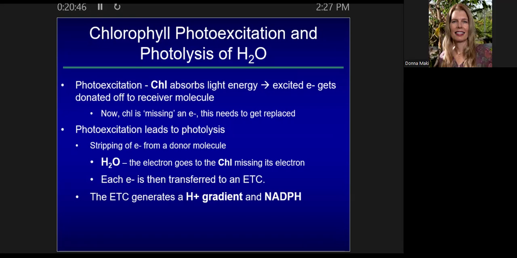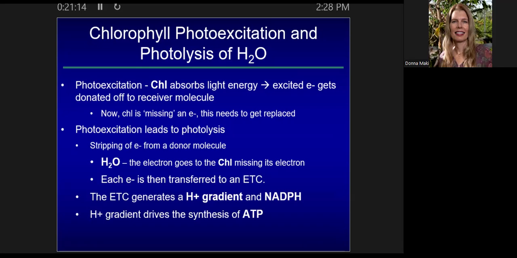Sorry, what's the thing that gets excited? So there's a chlorophyll pigment in the reaction center. Yeah, so there's a chlorophyll pigment. And so its electron gets excited and gets donated off. And then it has to grab an electron from water to fill the missing spot. And then that just keeps happening over and over and over in really quick time frames.